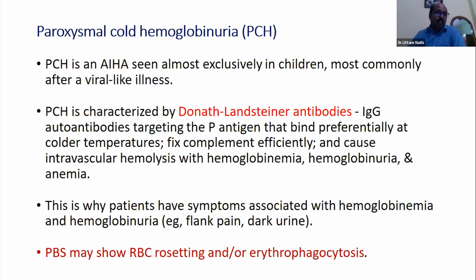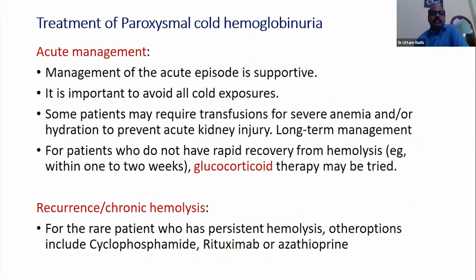The peripheral blood smear in cold PCH may show RBC rosetting and or erythrophagocytosis. The DCT is usually positive for IgG and or C3d. Acute management of PCH: if the patient is having symptomatic hemolysis and hemoglobinuria, then patients may require a short course of glucocorticoids. However, these may not be as effective as in warm AIHA. Exposure to cold must be avoided, and the patient may need supportive treatment like hydration to prevent acute kidney injury.